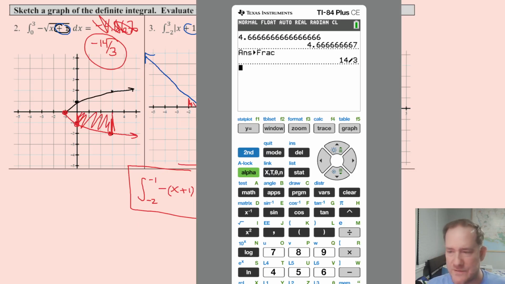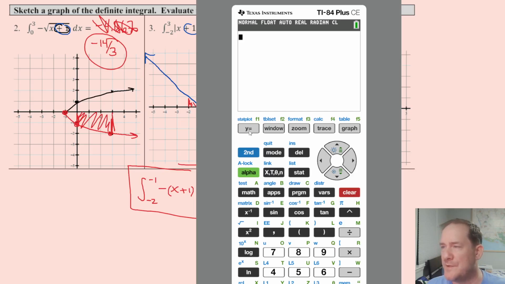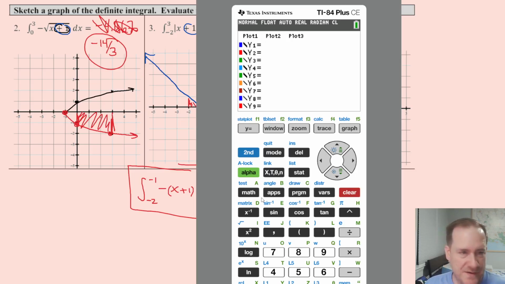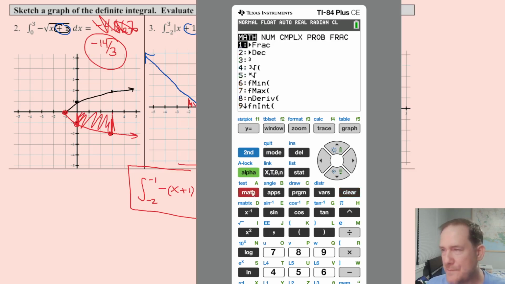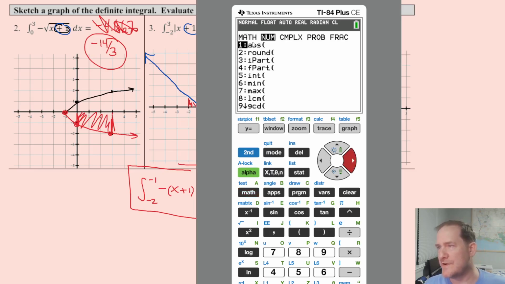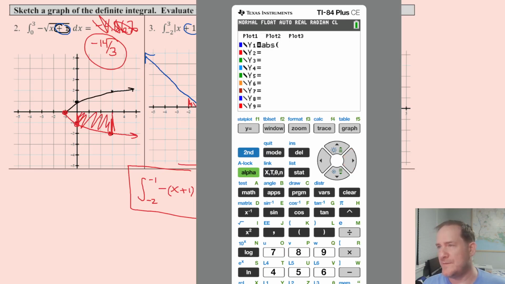So we'll do that. Oh no, did this ever go away? I think it did. All right, anyway, bringing it back. I know I had a few people ask how to actually get to the absolute value. You hit math, this button right here that says math, and it's under the number sub menu. So slide over to number, and the very first guy is ABS. So choose that, and let me make some room.